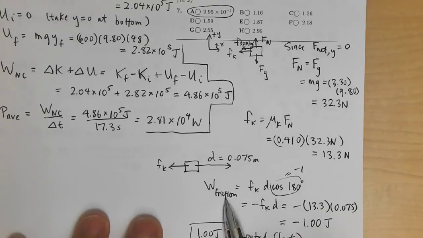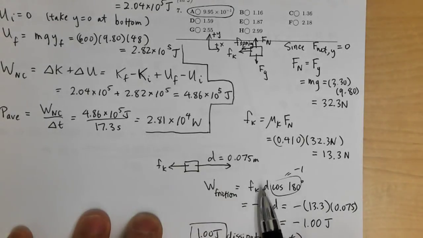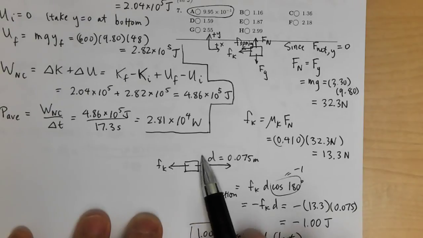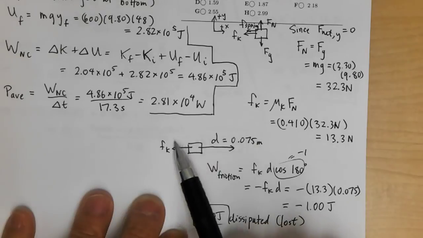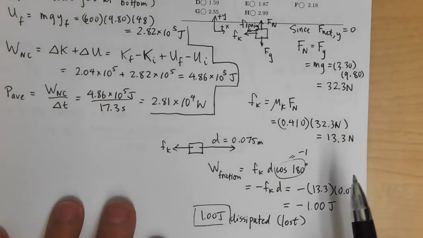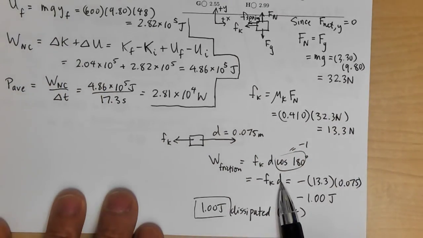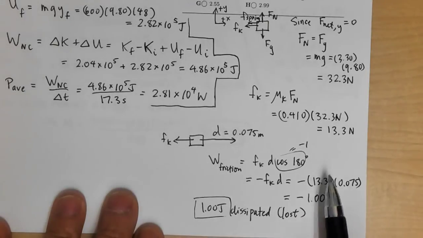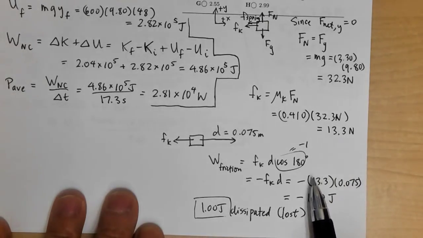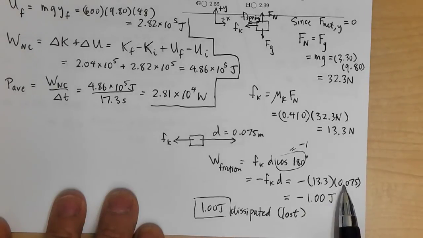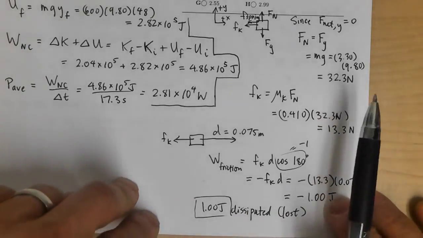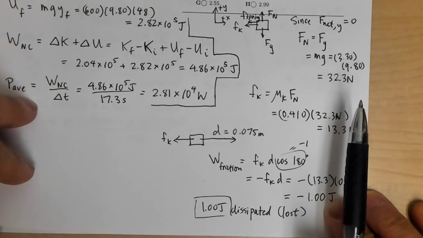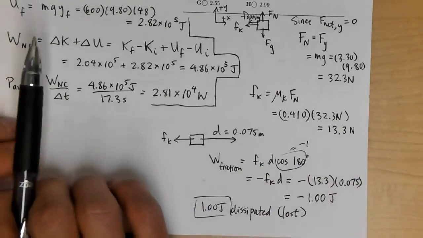And so now the work done by friction is Fk times d times the cosine of the angle between these two vectors, which is 180 degrees, or just you get a minus 1. You could have guessed the minus 1 just by the fact they're going in opposite directions. So we get minus Fk times d, and the force of kinetic friction we said was 13.3, so we get minus 13.3 times the distance 0.075, and that comes out to minus 1.0 joules. So 1.00 joules is the energy that's dissipated, that's lost.